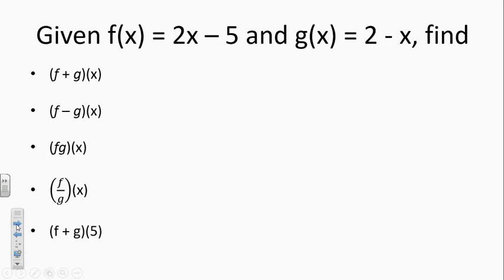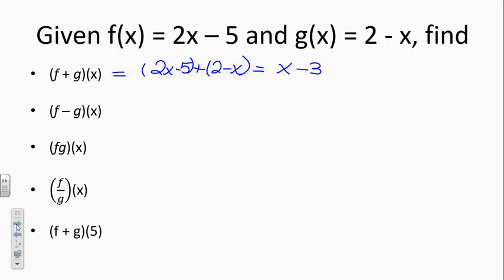So we've been given two functions. f of x is 2x minus 5, and g of x equals 2 minus x. We want to figure out what f plus g of x is. So what do I do? Because 2x minus 5 plus 2 minus x, if you want to put them in parentheses, you can, is the same thing as x minus 3, plus negative 3. Combine your like terms. Easy enough?